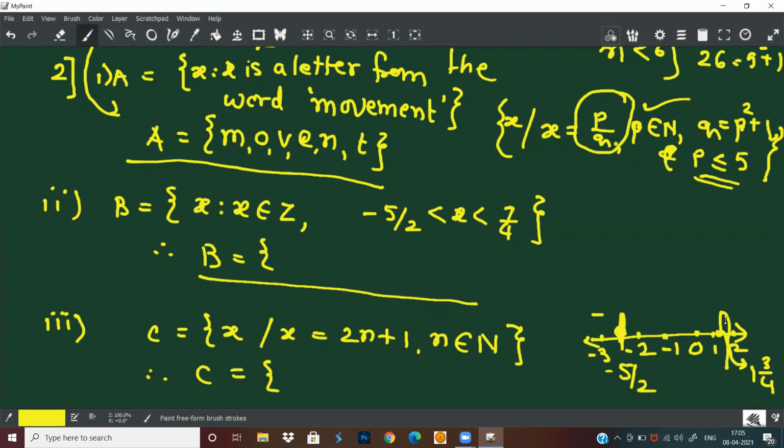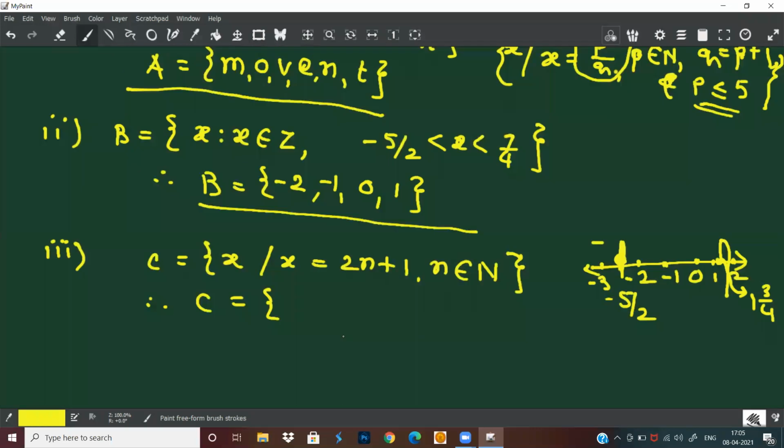इन दोनों के बीच में कौन कौन से है बोलो? -2, -1, 0 and 1. Perfect. I think everybody has got this answer right. And just check for C. Somebody got 1. I don't know how. You can write, Rutuja. I'll show you.